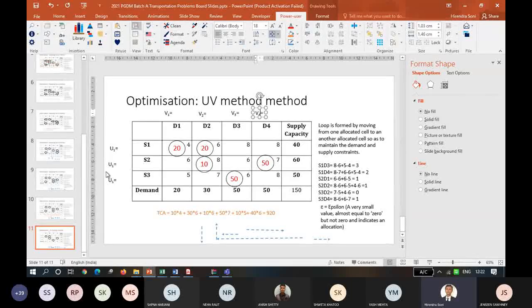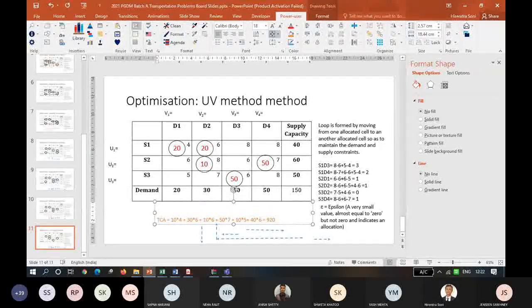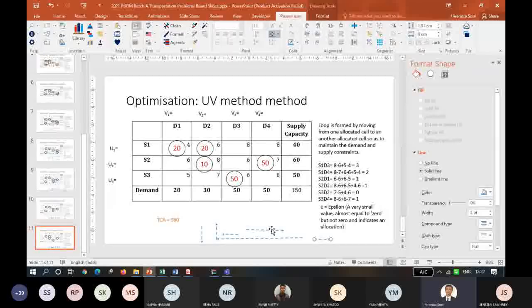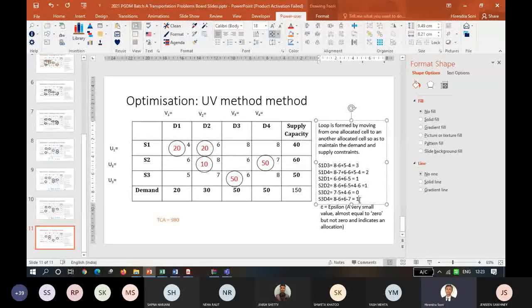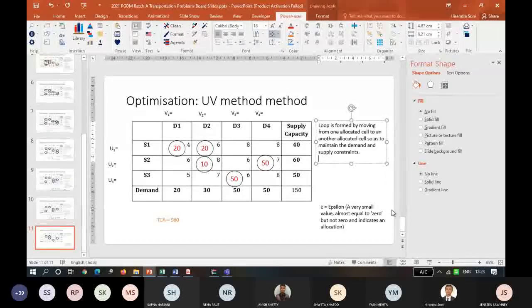Okay. V1, V2, V3, V4. Similarly, on this side, U1, U2, and U3. Now, the cost of allocation we will be checking later. At this junction, the total cost of allocation is 980, because we have used the northwest corner rule method. So the basic feasible solution received from northwest corner is being used. This is not to be worried about now.